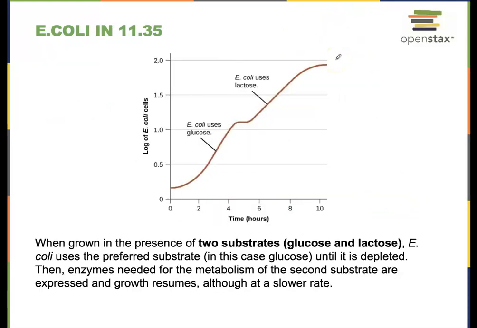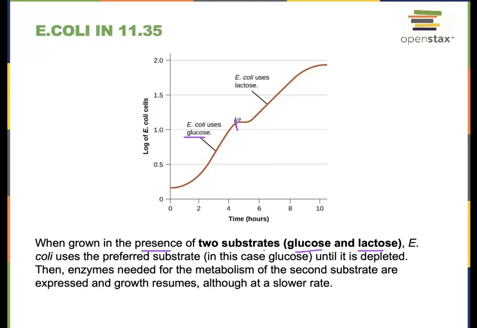So let's look at this chart, right? So when E. coli is grown in the presence of 2 substrates, we have glucose and we have lactose in the medium. E. coli prefers glucose. So what happens is E. coli grows really, really fast. It uses all the glucose up in that medium. And then there's a point where it stops growing, because the glucose is gone. It ate all the glucose, and then there's this stop.